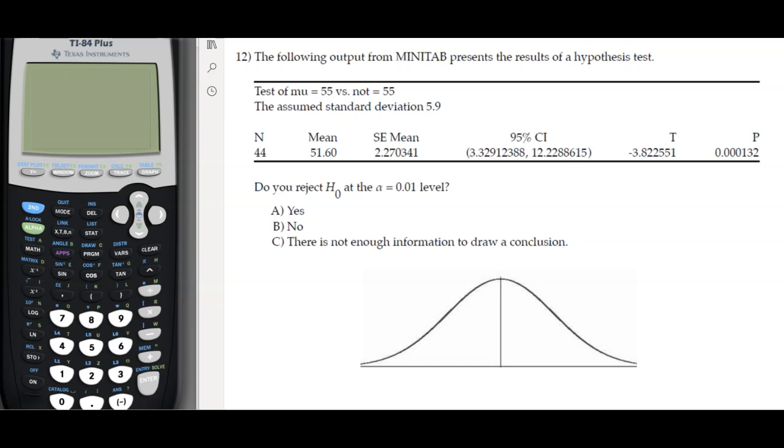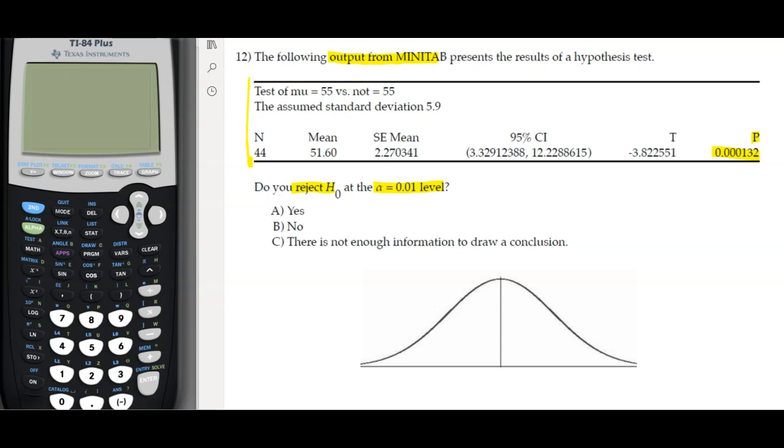In this video, we are given the output from a MINITAB table, and we want to figure out whether we reject or accept the null hypothesis at the level of alpha equals 0.01. Now, this is really easy. If you are given the alpha, you need the p-value to compare to, and the p-value is given right here.